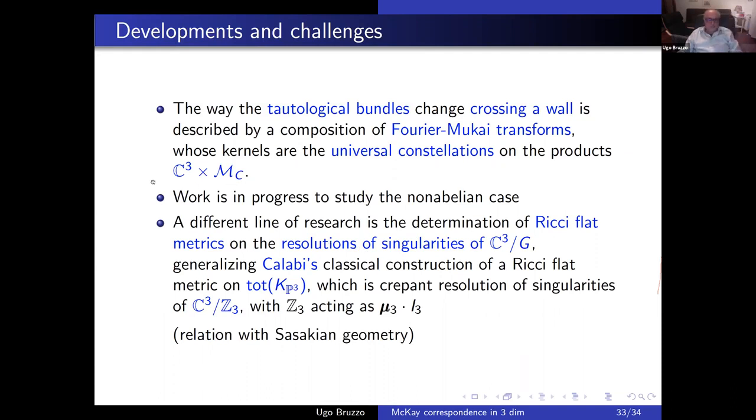And then two lines in which we are progressing. First, it would be very nice to get results. The Craw-Ishii paper is for the abelian case. So it would be nice to understand what's going on in the non-abelian case, how far we can generalize the stuff. And another line of research, which is more differential geometric, is the search for Ricci flat metrics on these resolutions of singularities. This, by the way, of course, the Calabi-Yau theorem about the existence of Ricci flat metrics works in the compact case. Here we are in a non-compact case. Anyway, you can look for Ricci flat metrics.